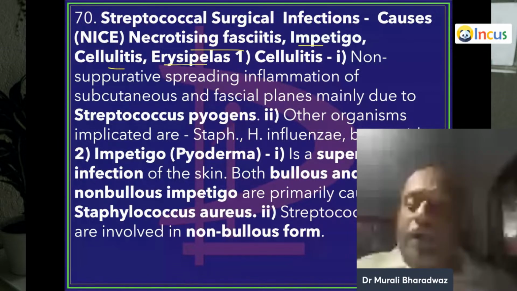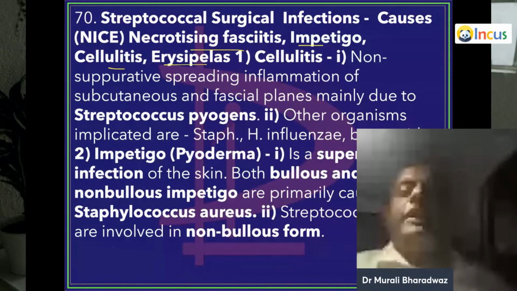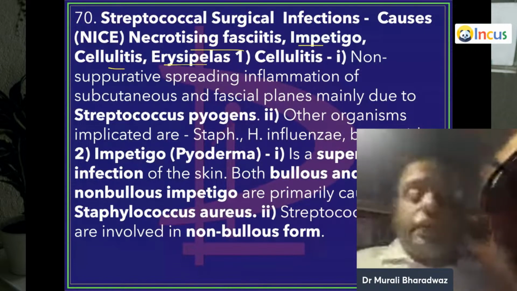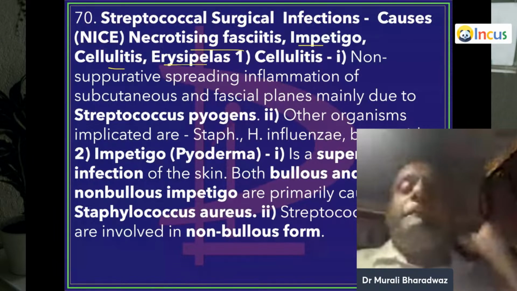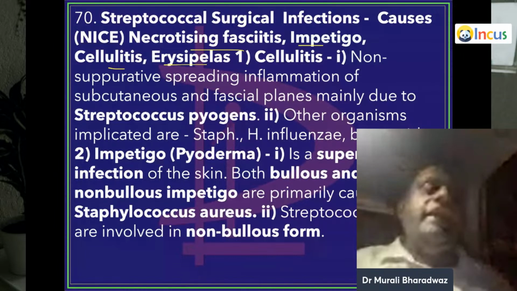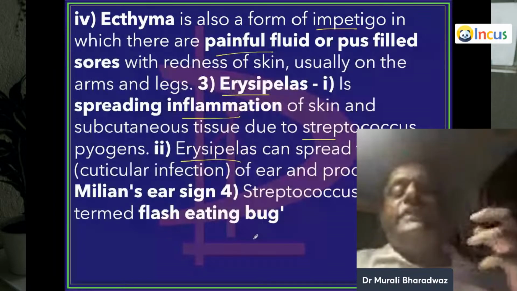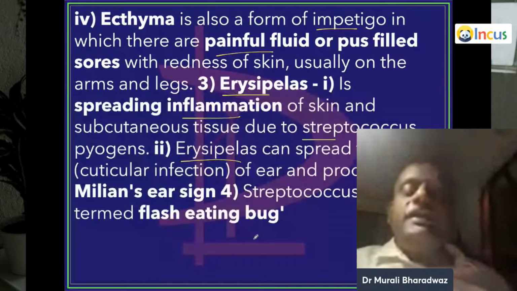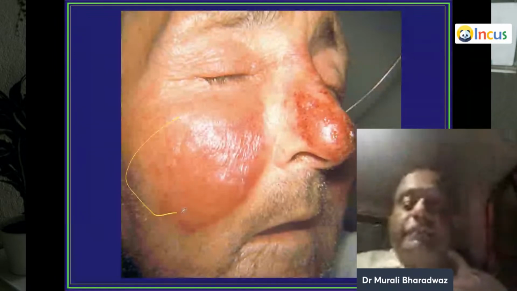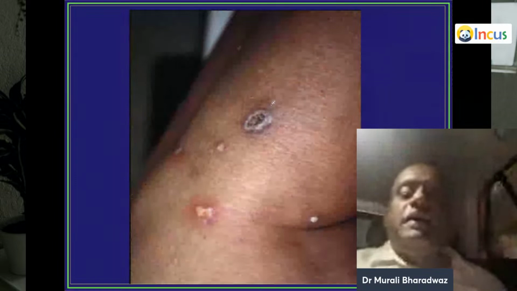Non-bullous, also a form of impetigo. Painful fluid-filled pustules, and it is due to Streptococcus pyogenes, and sometimes erysipelas can spread to the pinna and ear. And what is the other name given to Streptococcus? Flesh-eating bug is the name given to the Streptococcus. So this is an example where you can see the streptococcal erysipelas and ecthyma classically.